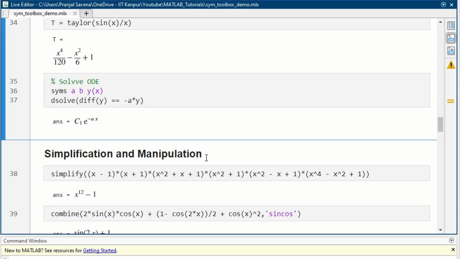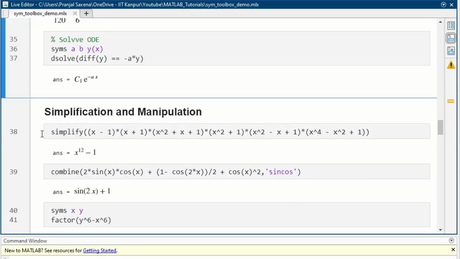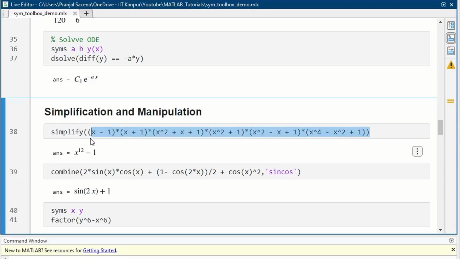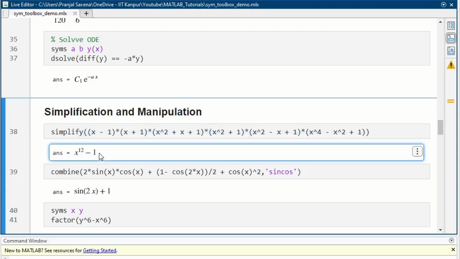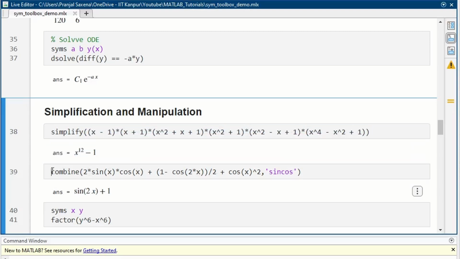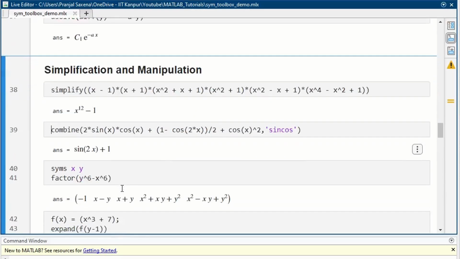If we have some large expressions and we want to simplify them, then we can use the simplify command. So here you can see we have a large algebraic equation with variable powers of x, and we want to simplify it. These are in terms of factors. So the simplification comes out to be x to the power 12 minus 1. We can also use the combine command. It combines this trigonometric equation in terms of sine cos. So the answer becomes sine 2x plus 1.